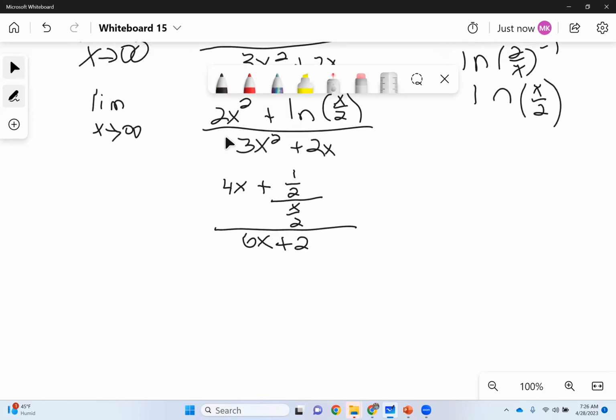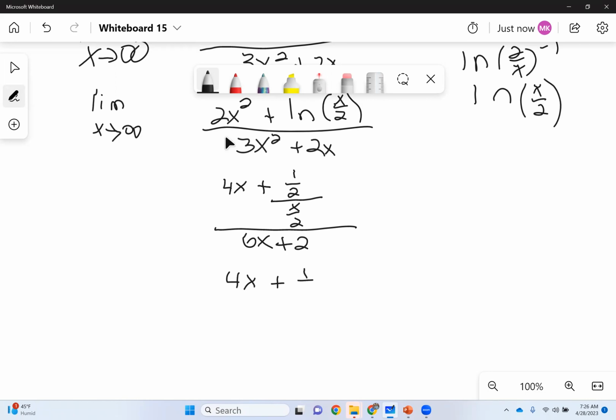All right. So in order to simplify that complex fraction, we change the main division bar to a division sign. And we get 4x plus, the 2's will cancel out, technically 1 over x, over 6x plus 2. That's the limit as x goes to infinity.